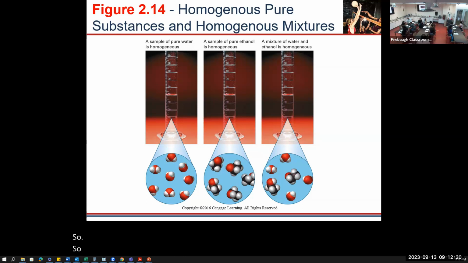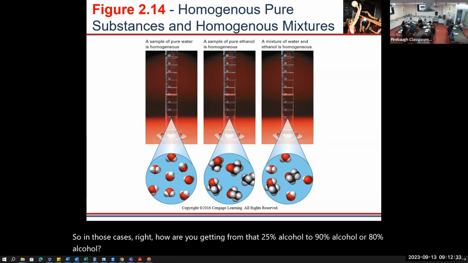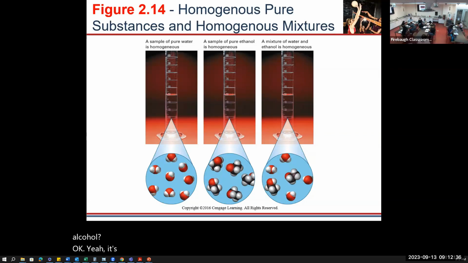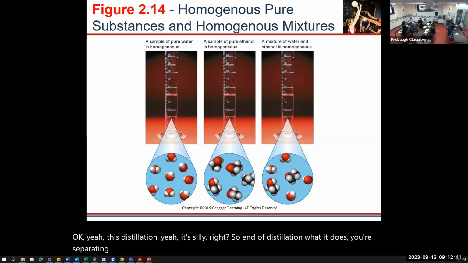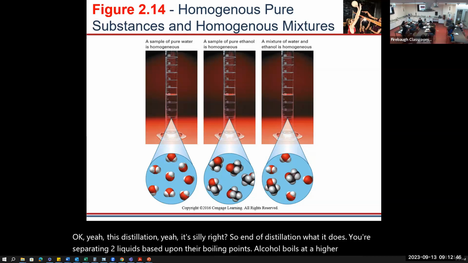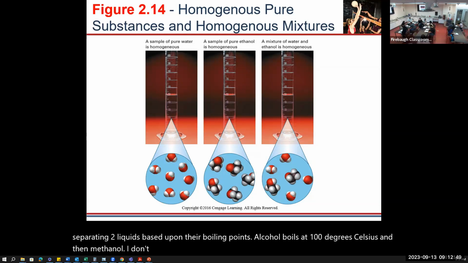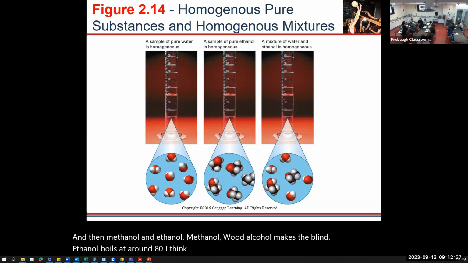So in those cases, how are you getting from 25% alcohol to 90% or 80% alcohol? It's distillation, right? In a distillation, you're separating two liquids based upon their boiling points. Ethanol boils at around 86.1 degrees Celsius.